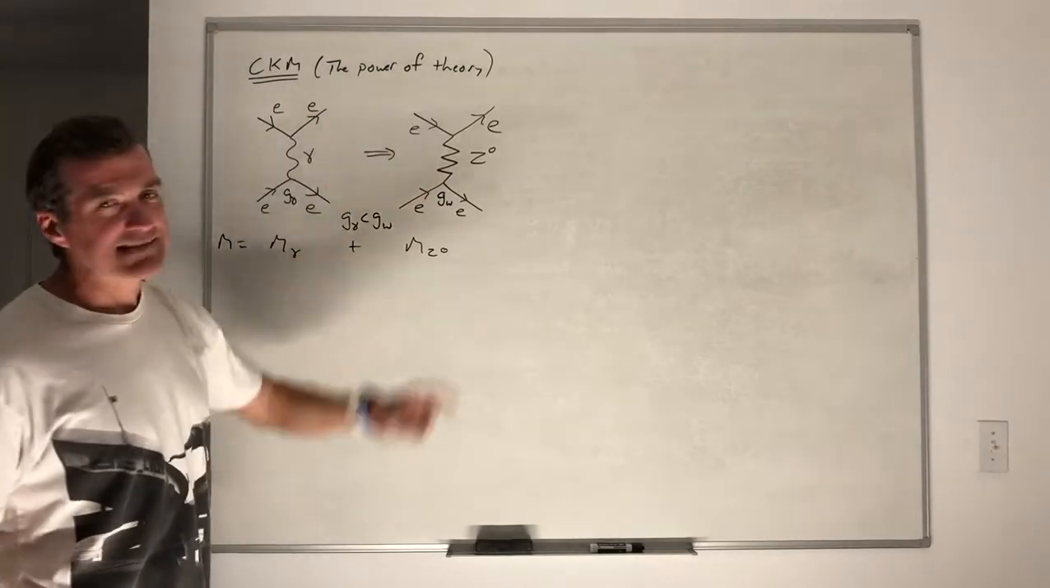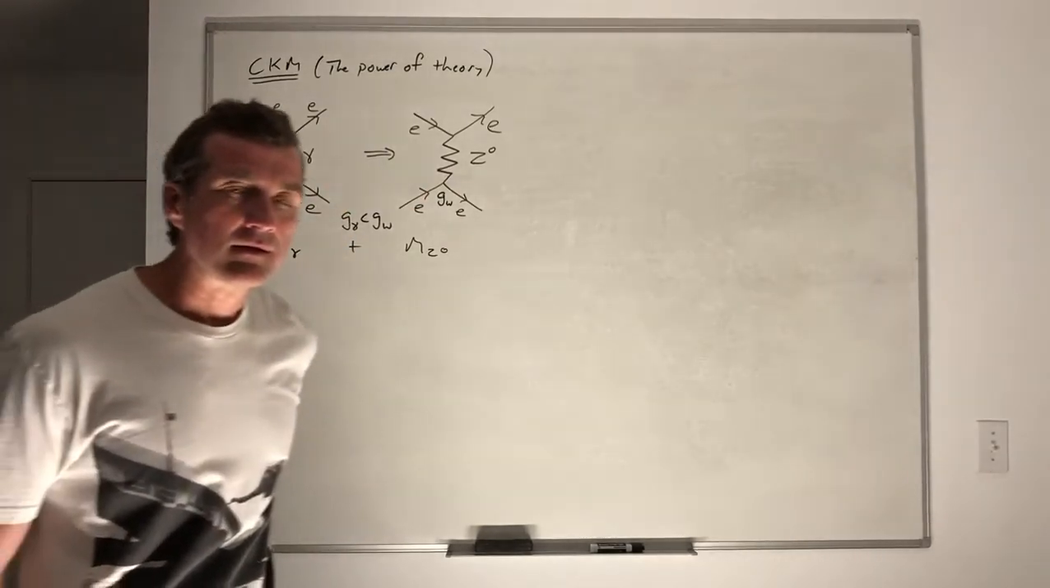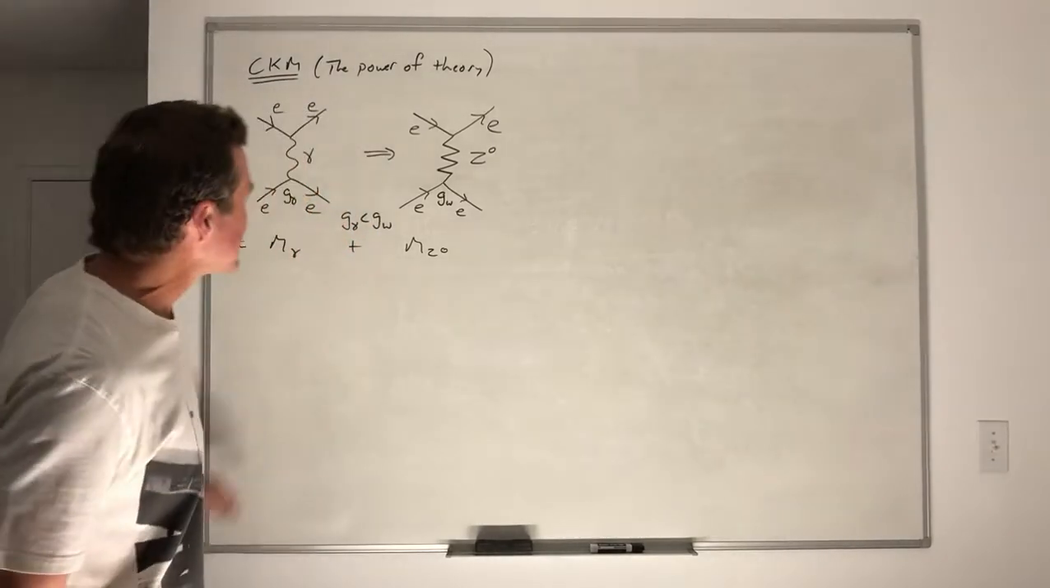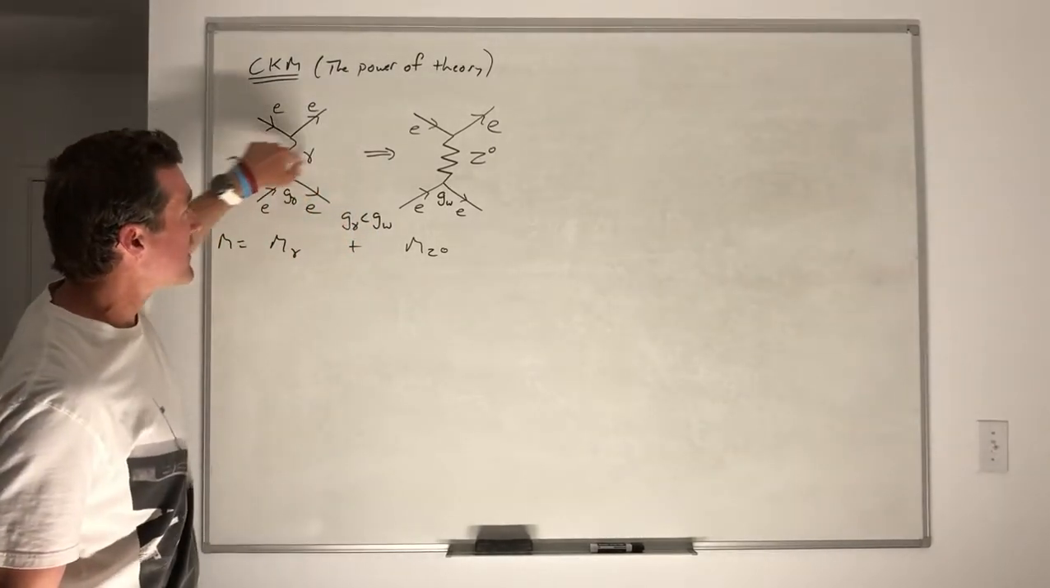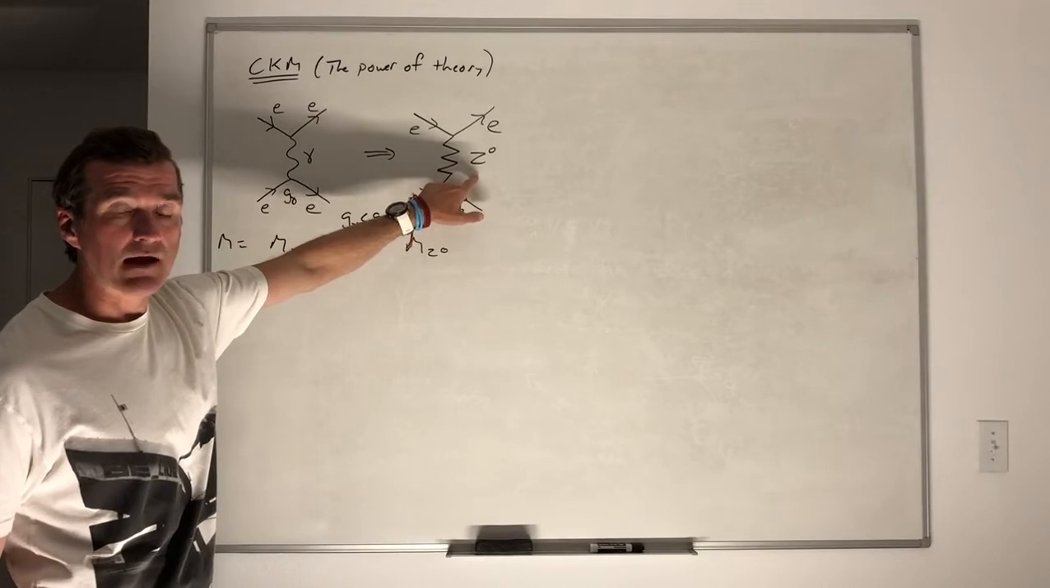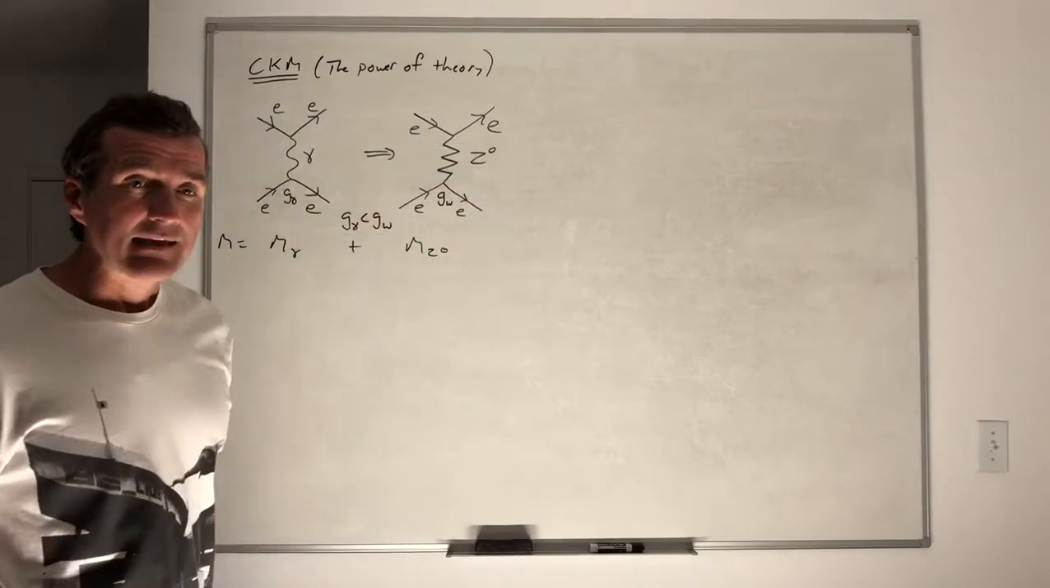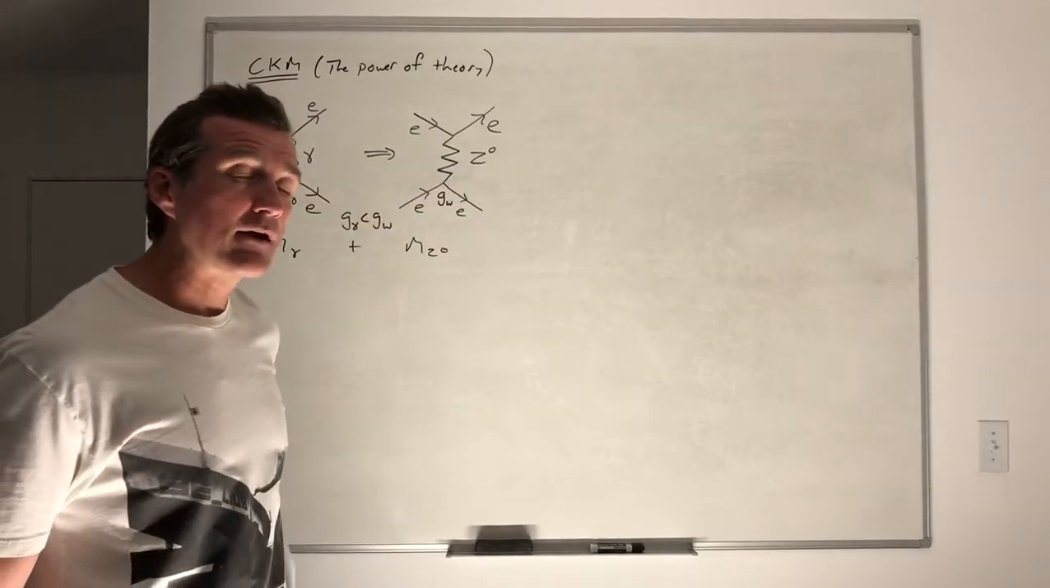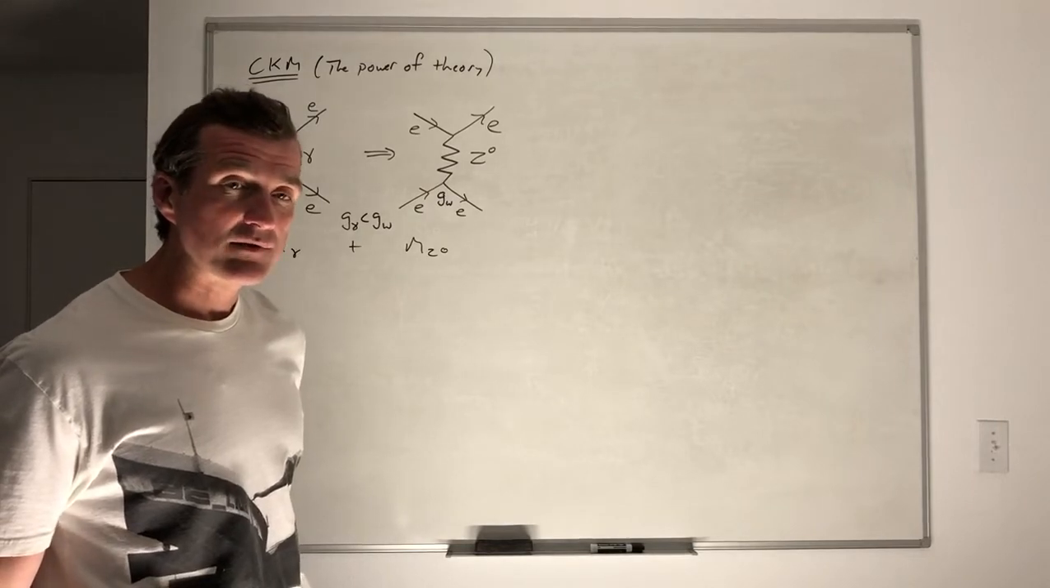is this process invertible? That is, I said for any diagram with a photon, you can replace the photon with a Z-naught boson. Can I also say that for any diagram with a Z-naught boson, you can replace it with a photon?